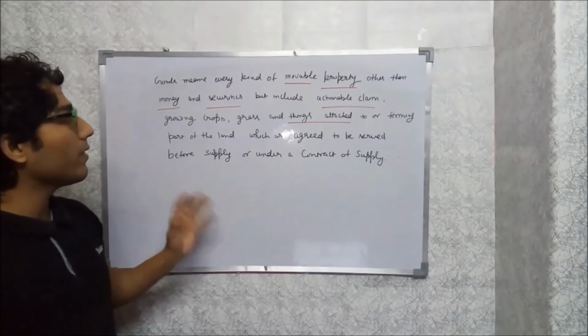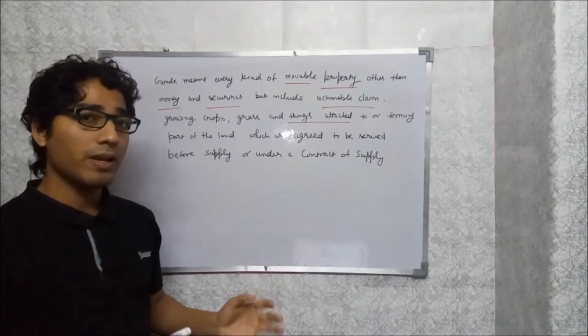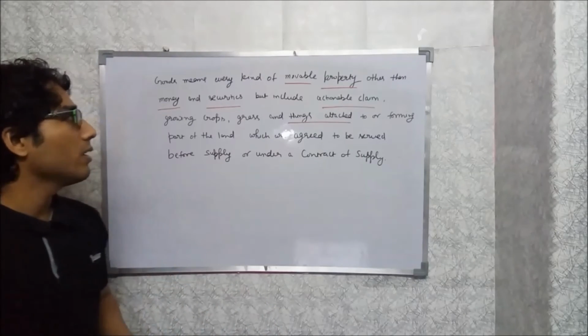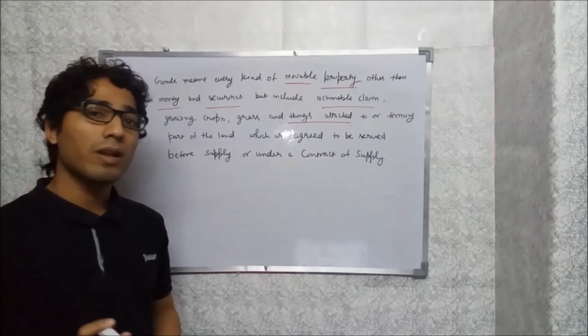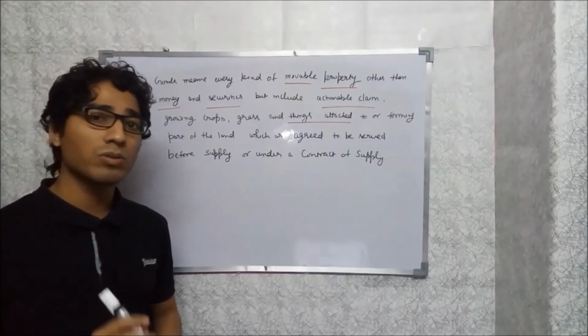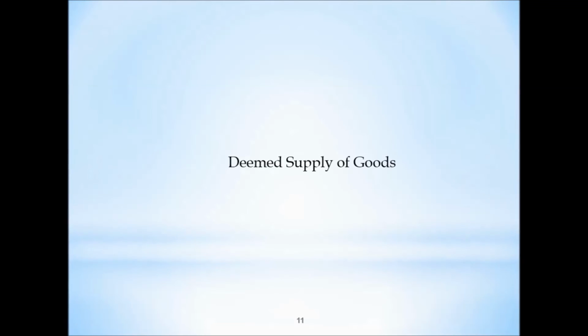So this is the complete definition of goods. It should be movable, and intangible property can also be goods. Actionable claim is also goods, or growing crops, grass and things attached to or forming part of the land which are agreed to be severed before supply or under a contract of supply are also goods, but money and securities are not at all goods.